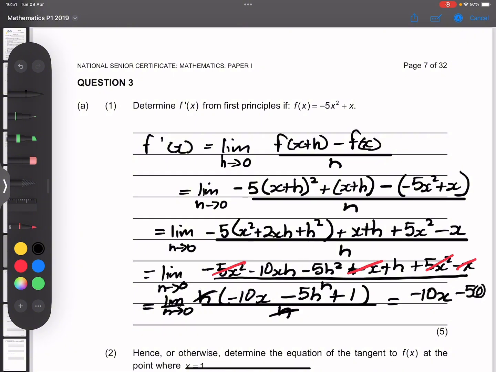Okay, plus 1. Oops, I am really out of space there. And so this will be minus 10x plus 1. And that is how the cookie crumbles.